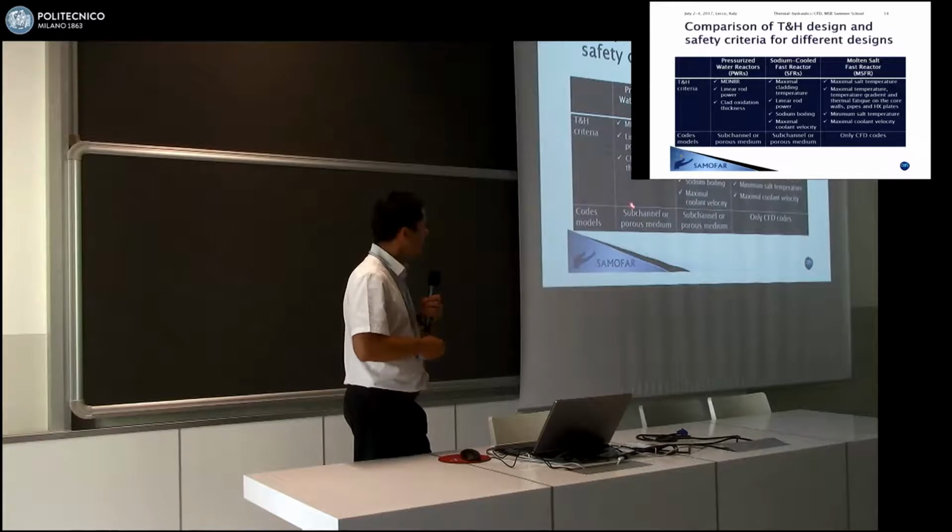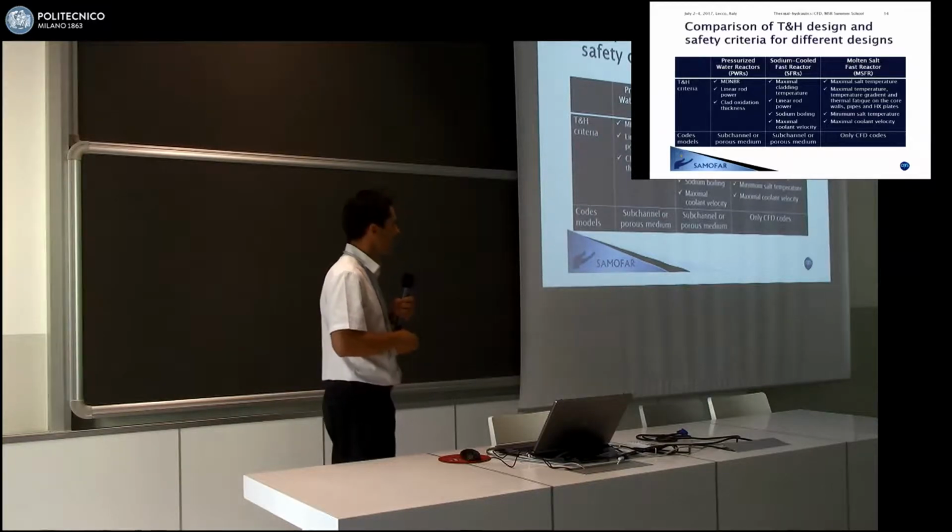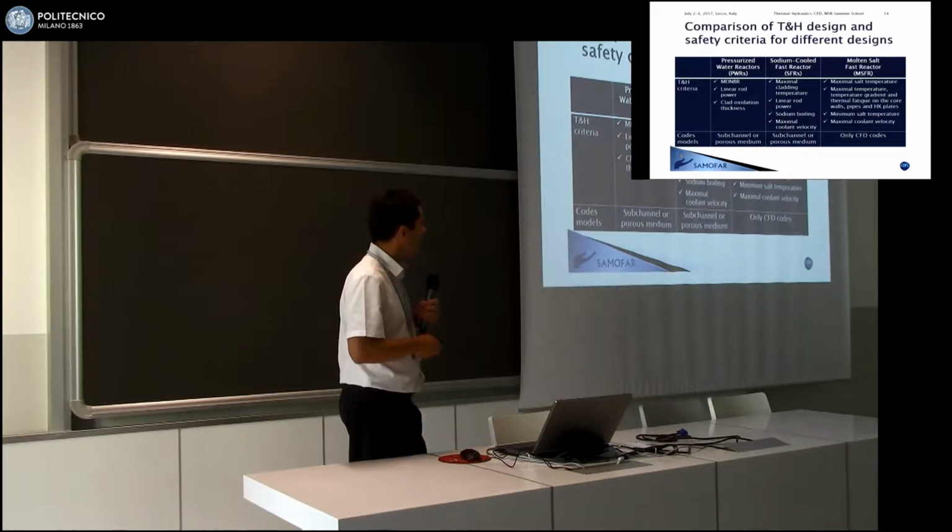Let's just finish this quick comparison with other types of reactor. And here you have a table with some of the parameters, not all of them, for PWR, for a sodium cooled reactor, and then for the molten salts. Of course, this part is not finished because we are still working on the design and on the safety study. This is just given here as an example. As I say, in PWR, you have DNB, the linear rod power, clad oxidation, for instance.